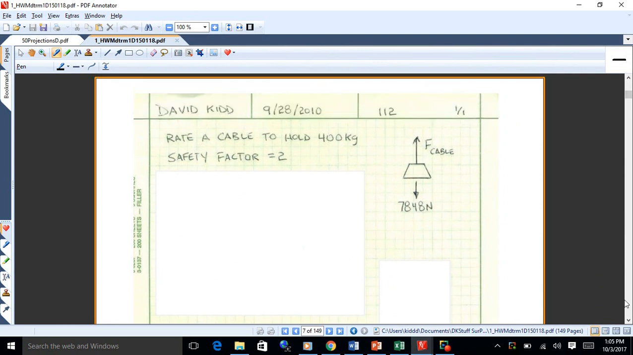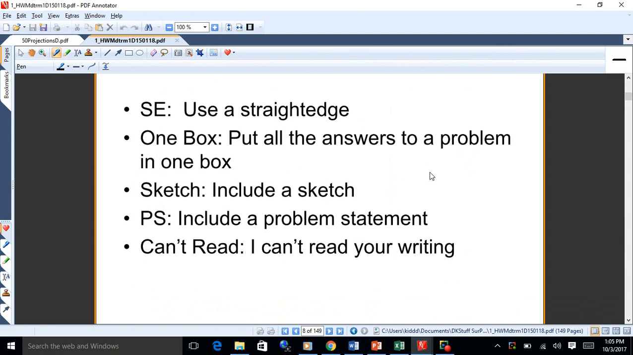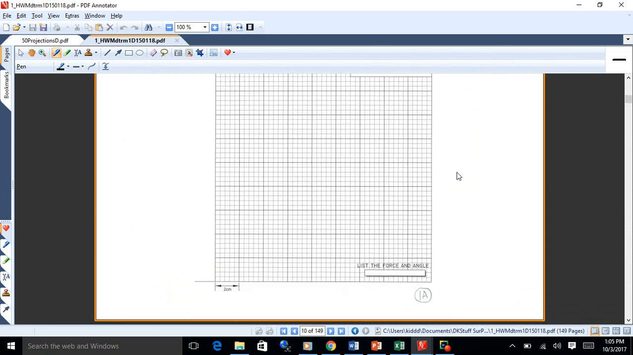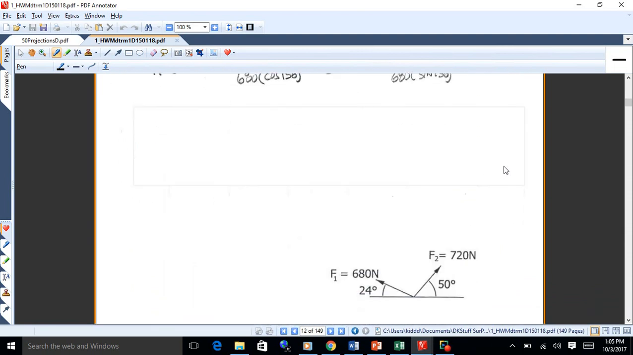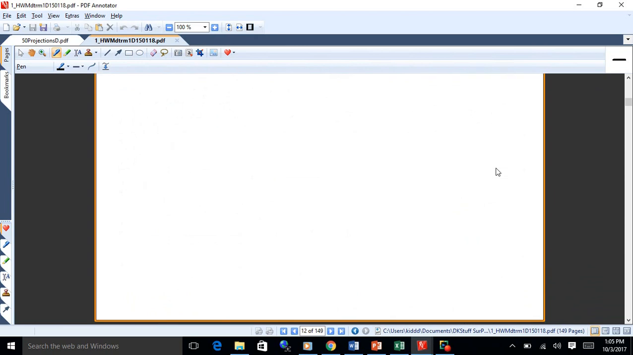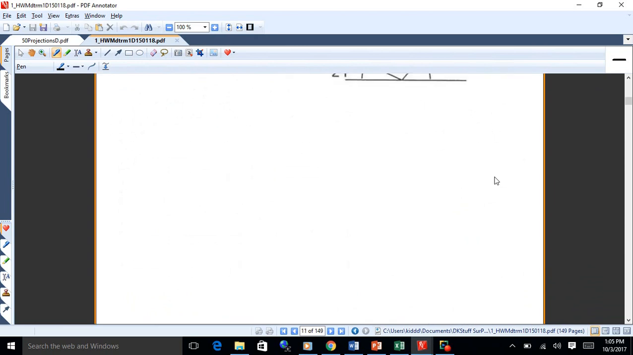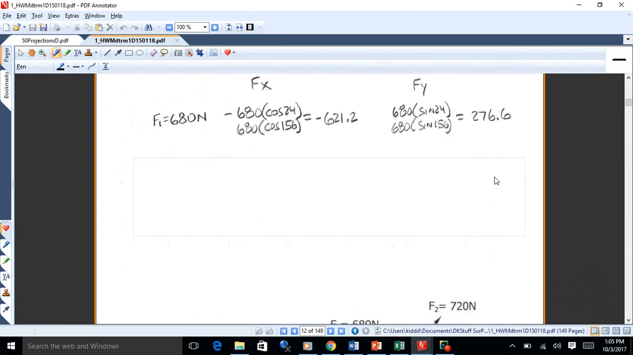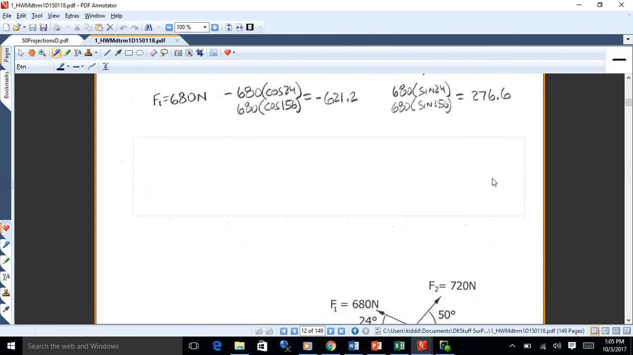Okay, now remember to follow the format on this stuff, right? So your name, date, homework number, problem statement, sketch, box in your answers, that sort of thing. All right, so what do we got? Did I assign 131, I think. Okay, and that looks like this, I believe.